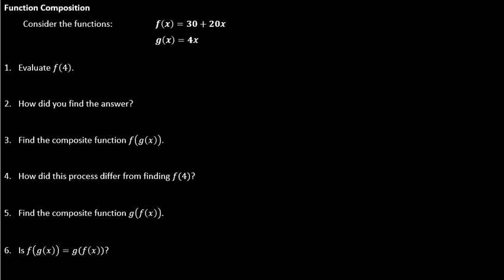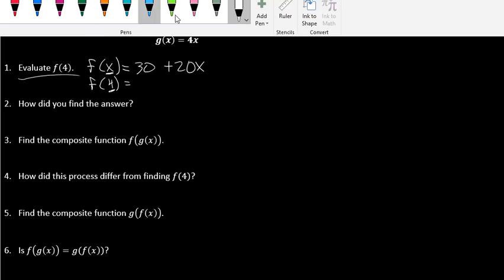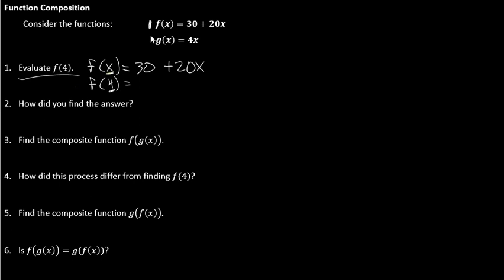So here, let's look at what a composite function really is. Okay, so if we evaluate f of 4, so here's f of x, right? And f of x equals 30 plus 20x, right? F of 4, so instead of saying f of x, we're saying f of 4. So basically, all that means for us to do is we're going to plug in, for every instance of x, we're going to plug in 4, right? So f of x equals 30 plus 20x, okay?